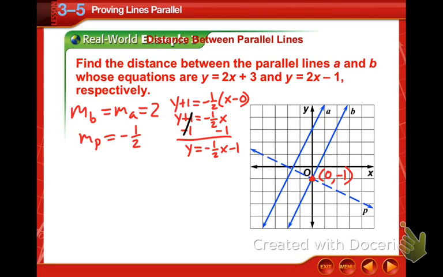So now we need to find where P would intersect A. So we're going to use a system of equations. We can just set these equal to each other, where 2x plus 3 is equal to negative 1/2 x minus 1, to get our x out. I'm going to do everybody a favor and get rid of the fractions by multiplying the whole thing by 2. So that means we end up with 4x plus 6 equal to negative x minus 2. Every single thing multiplied by 2. Now it's a little bit easier. We just add x to both sides.